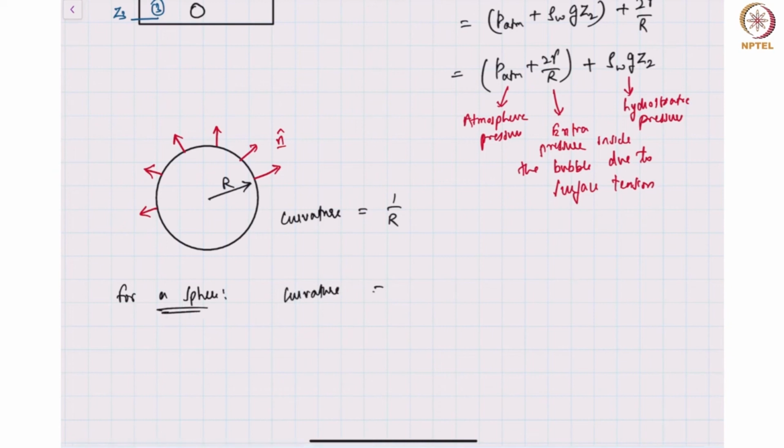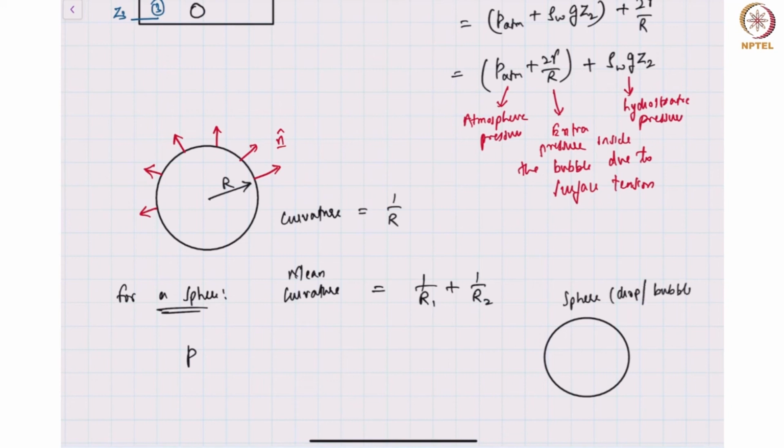For a sphere, the curvature has two radii, and it's the average of the two. Because it's the average of the two, this is called the mean curvature. So for a sphere, if you think of a spherical ball like this, which is going to be a drop or a bubble, and you say this is A and B.